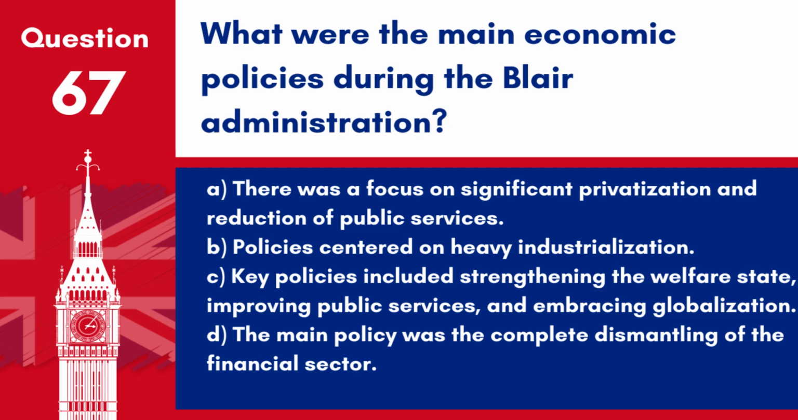A. There was a focus on significant privatisation and reduction of public services. B. Policies centred on heavy industrialisation. C. Key policies included strengthening the welfare state, improving public services, and embracing globalisation. D. The main policy was the complete dismantling of the financial sector. Answer: C. Key policies included strengthening the welfare state, improving public services, and embracing globalisation.